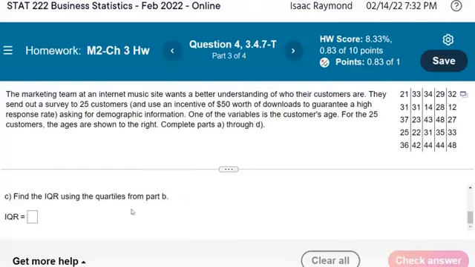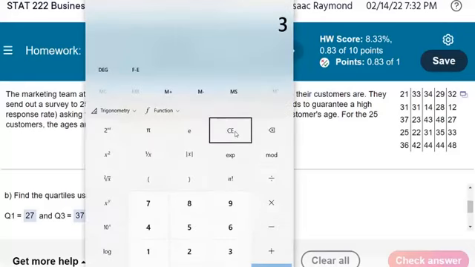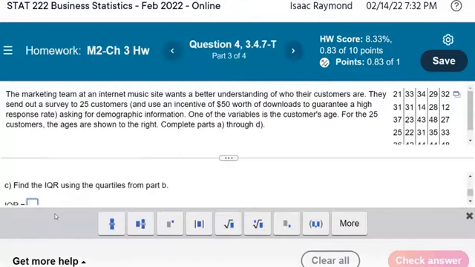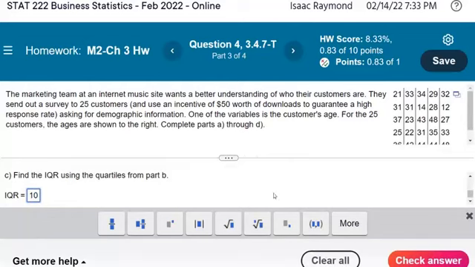Okay, they want us to find IQR from part B. The interquartile range is just Q3 subtracted by Q1. And that tells you there's a spread of 10 units between the lower 25% and the upper 25% of the data set.